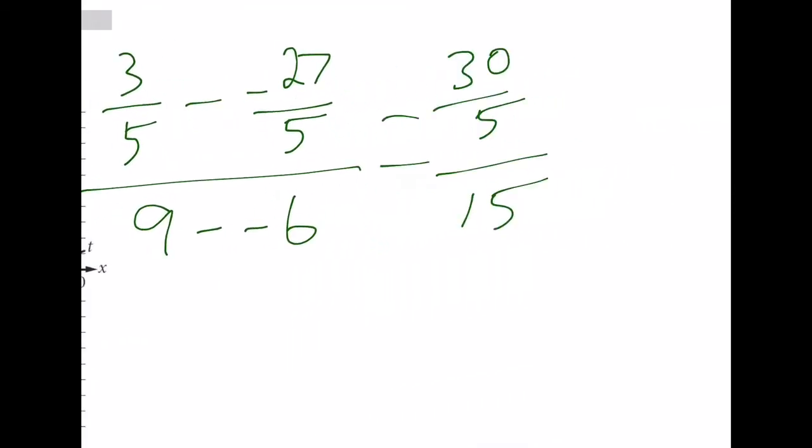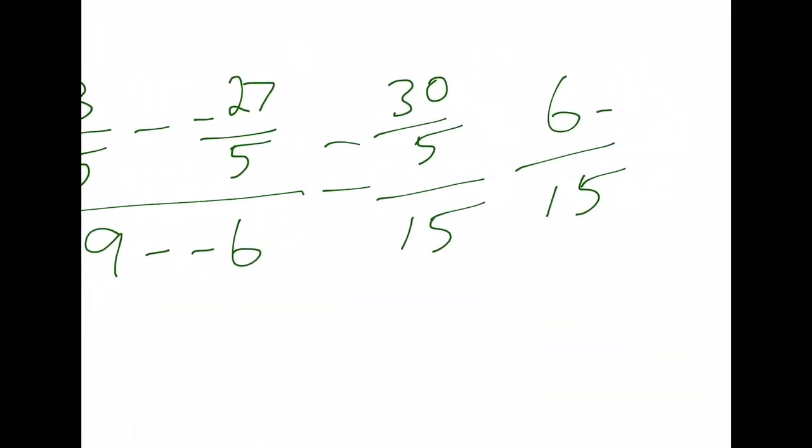Simplifying this, the two negatives become positive for both, so we're adding. 3 plus 27 is 30/5, and on the bottom, 9 plus 6 is 15. Well, 30/5 can be reduced. That gives us 6 over 15. These two numbers have a common factor. They both share a 3. So if we divide by 3, we end up with 2 over 5.